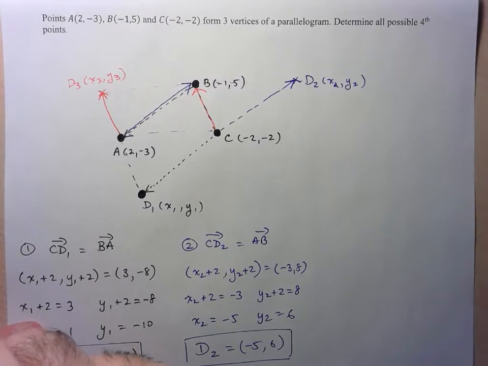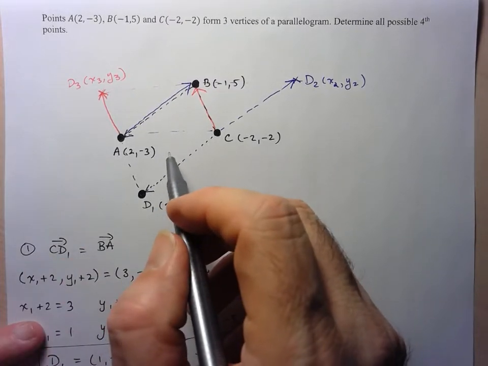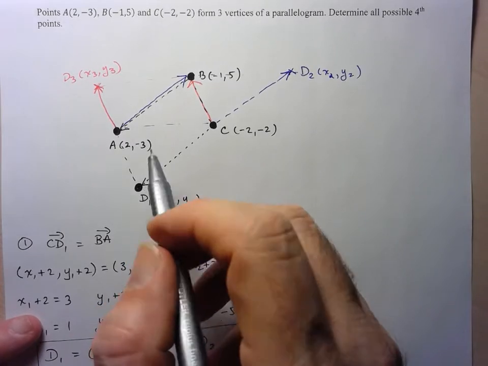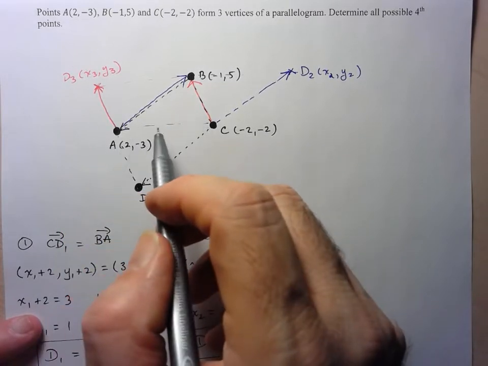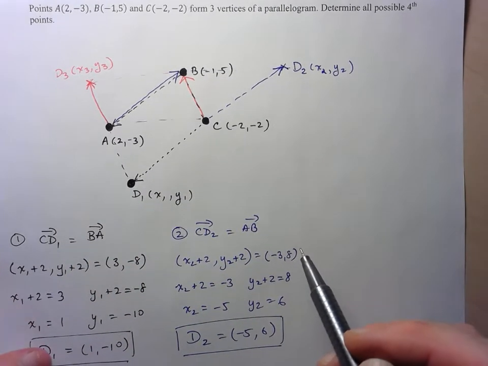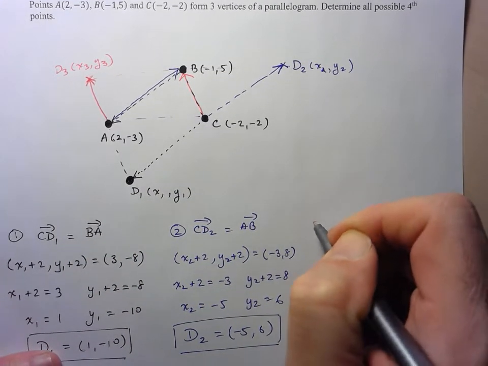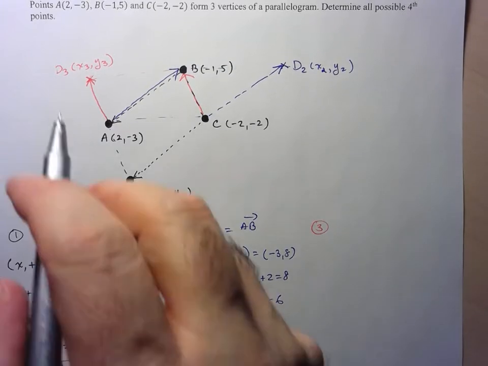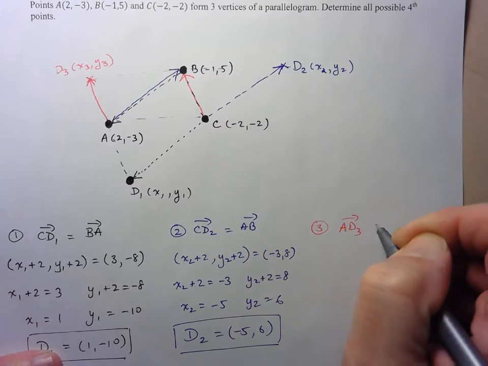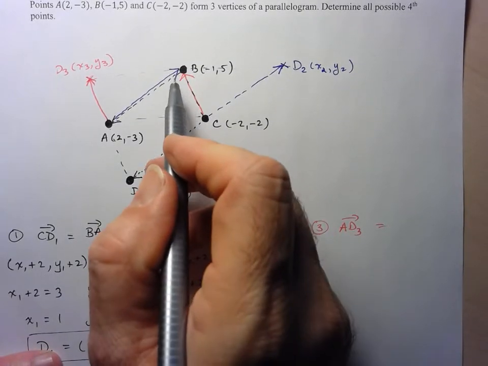Okay, so this is why it's a good idea to draw the picture, because you might have sort of found this point D1 twice. So that's why having the diagram, even though it's not perfect, helps you solve the problem without wasting your time. Okay, and so now we're going to solve this in the exact same way. So we have the vector AD3 is going to have to be equal to the vector CB.